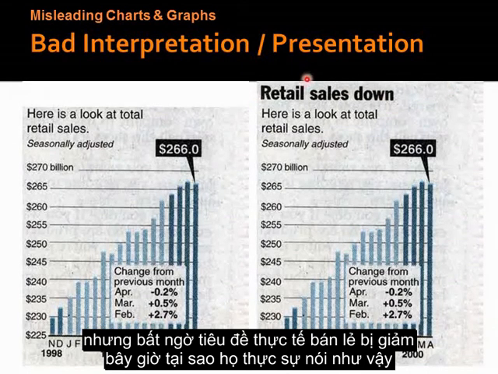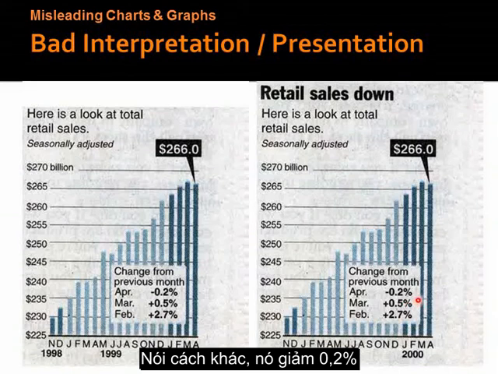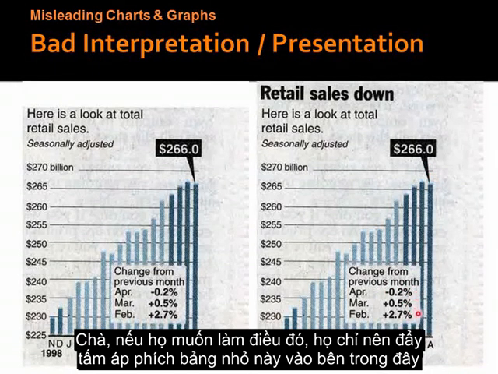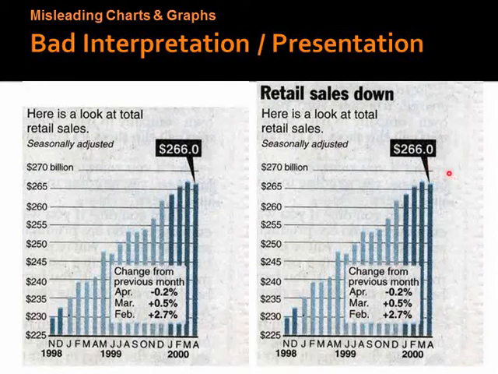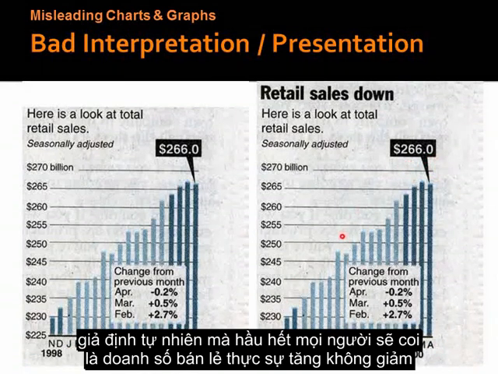Now, why did they actually say that? It's because they were comparing April here to March. And compared to March, April has gone down, or in other words, it's down by 0.2%. Wow. If they wanted to do that, they should just have posted this little table inside here. Because if they are showing this kind of graph, the natural assumption most people would take is that retail sales are actually up, not down.